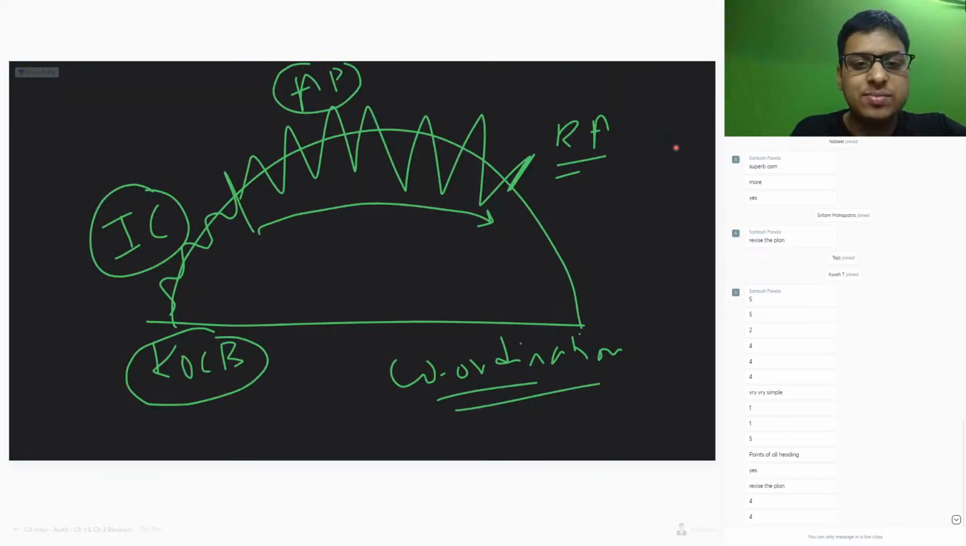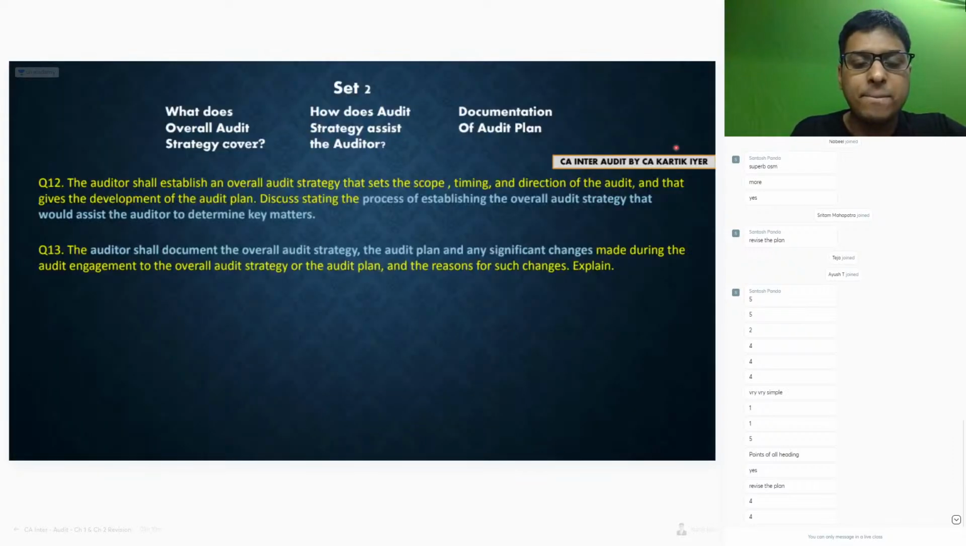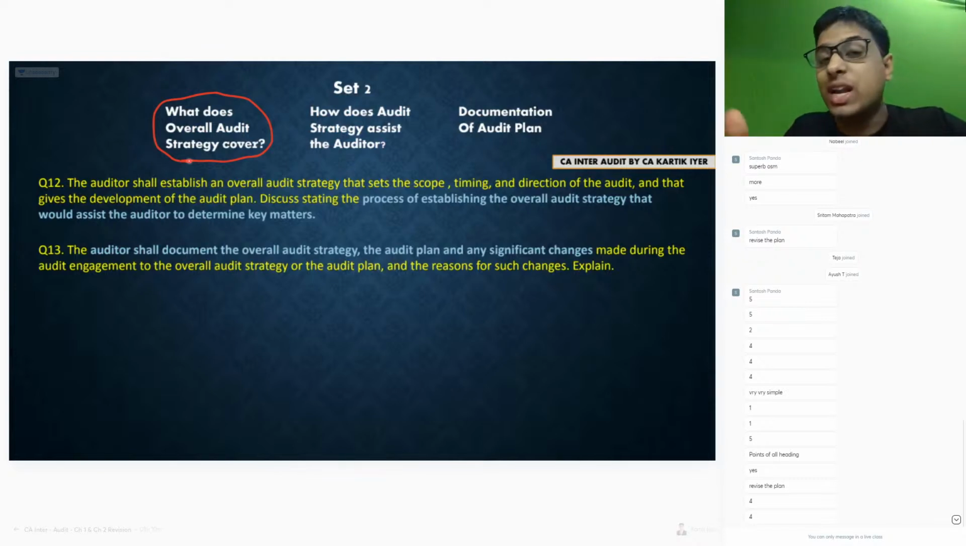Very easy. Okay, now let's go to set 2 and see what set 2 says. They have first given here, what does the overall audit strategy cover? For you to become a CA Inter, you have a strategy that you are adopting. Similarly, the auditor will also have his own strategy to get to his goals. What are the goals of the auditor? To reach the reasonable assurance level, and second, to do the audit following the standards on auditing. These are the 2 areas.